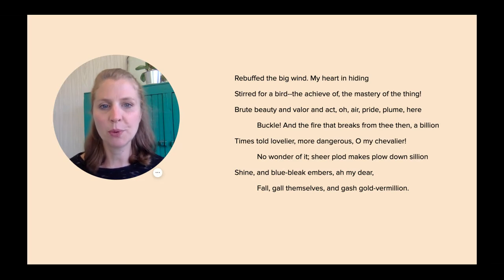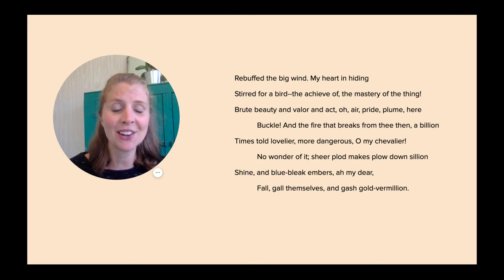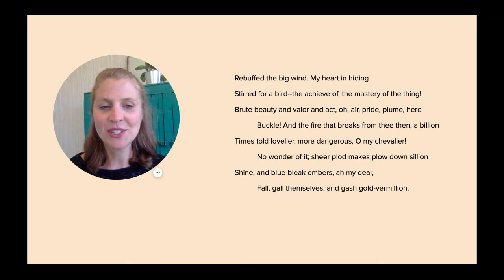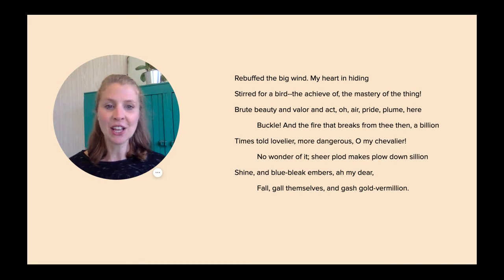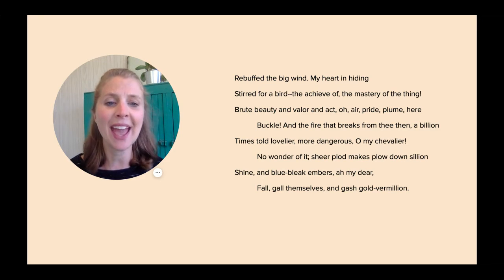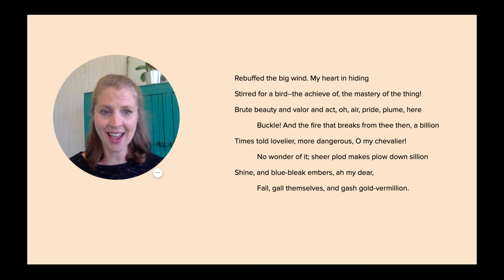Brute beauty and valour and act, oh, air, pride, plume, here buckle! AND the fire that breaks from thee then, a billion times told lovelier, more dangerous, O my chevalier! No wonder of it: sheer plod makes plough down sillion shine, and blue-bleak embers, ah my dear, fall, gall themselves, and gash gold-vermilion.